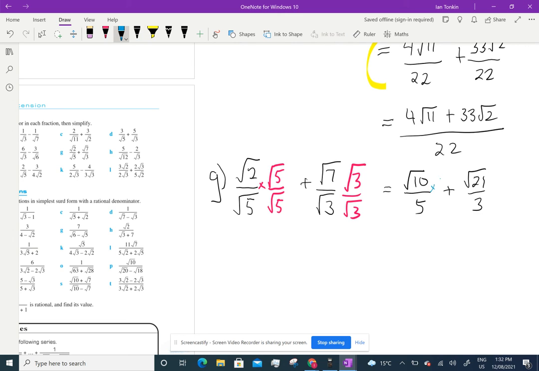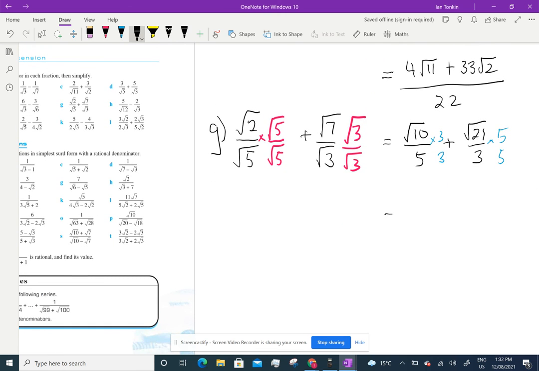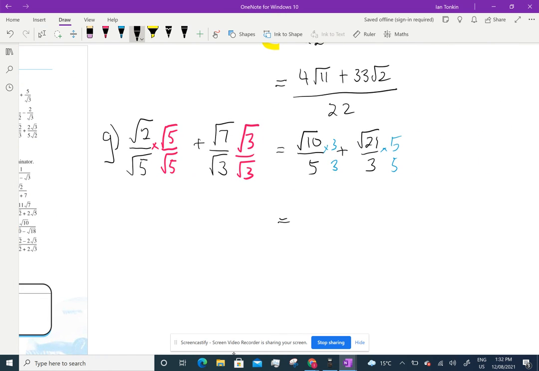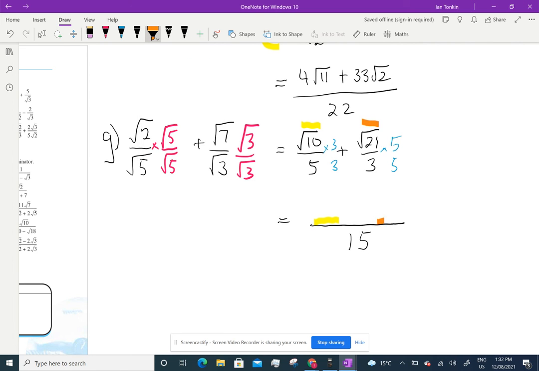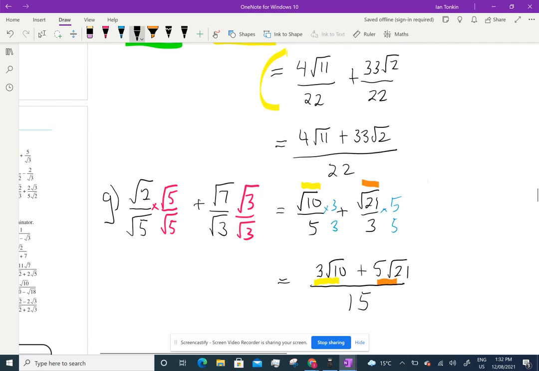I'm going to make a common denominator. I'm going to multiply this by 3. The common denominator is going to be 15. I'm going to multiply this by 5. Away we go. Now, I told you I was going to skip that second step because as soon as I know the common denominator is 15, I just write 15 and I'm going to put the first part here and the second part here. I don't need to write them as separate fractions. So I'm going to get 3 times root 10 plus 5 times root 21. It just means I skip a step.